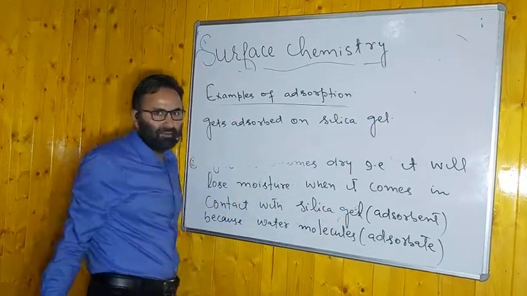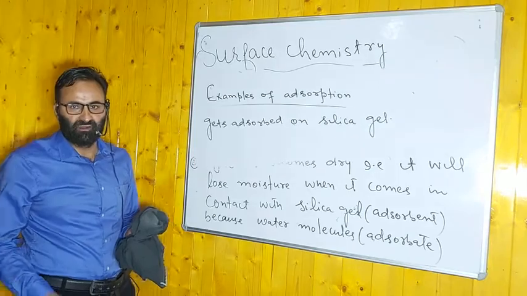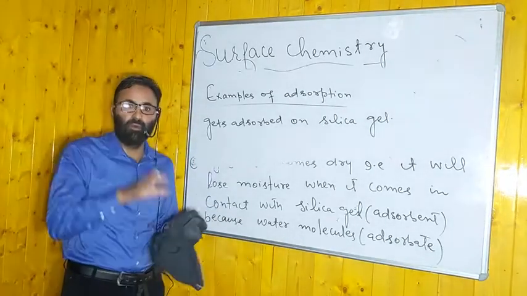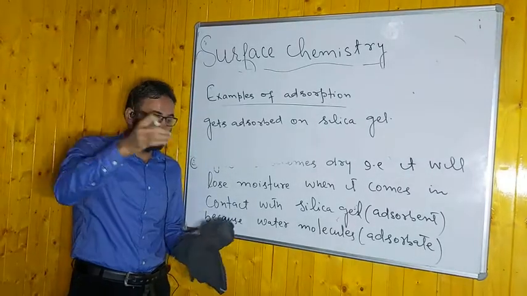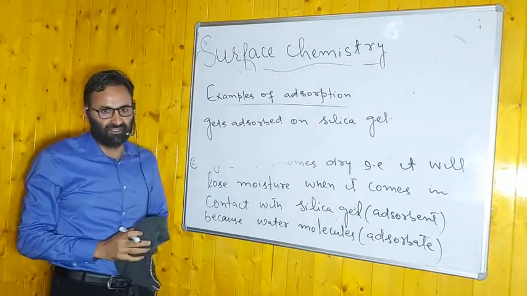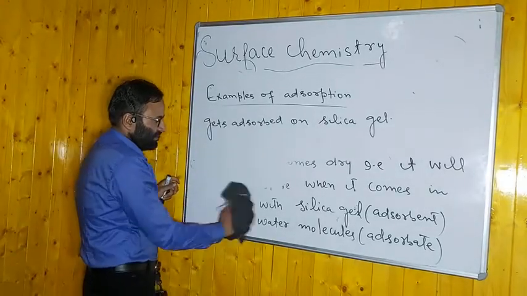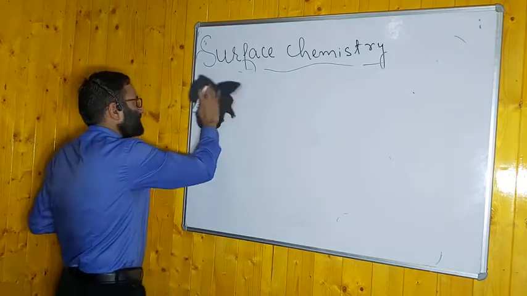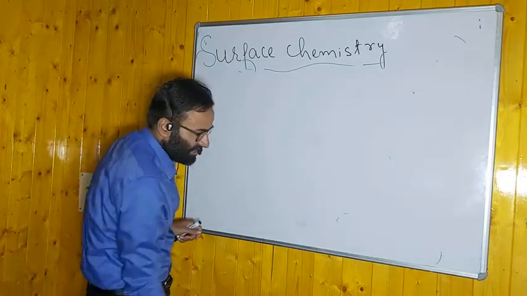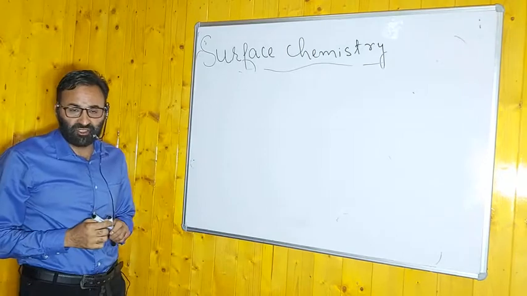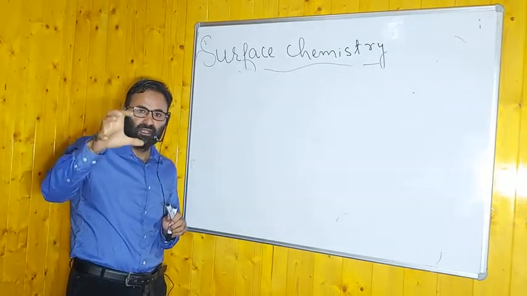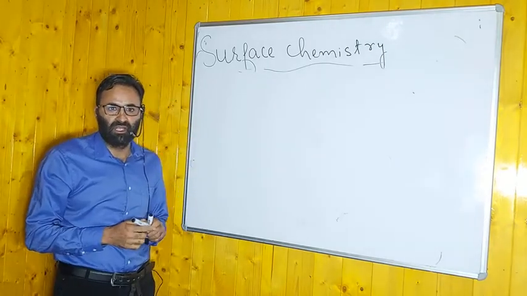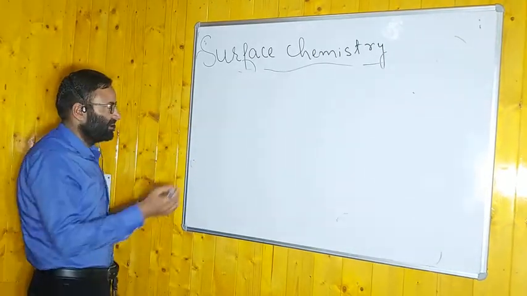For example, if you have moist air anywhere, for example in the room, if you keep silica gel here, what will happen? The room will become dry. Why does it become dry? Because the water molecules get adsorbed on the silica gel. Remember this point. These are some examples of adsorption. How can you define adsorption: accumulation or concentration of molecules of a substance either on the surface or interface. Remember this point.